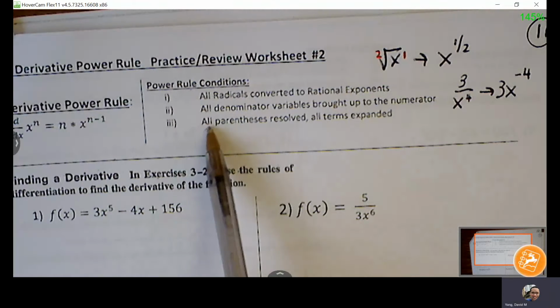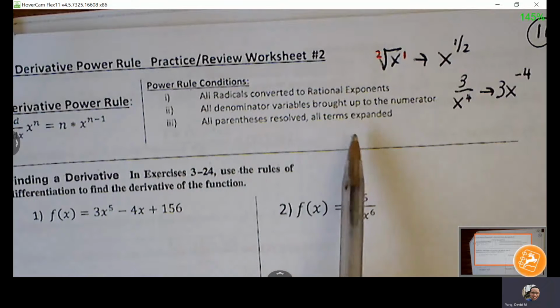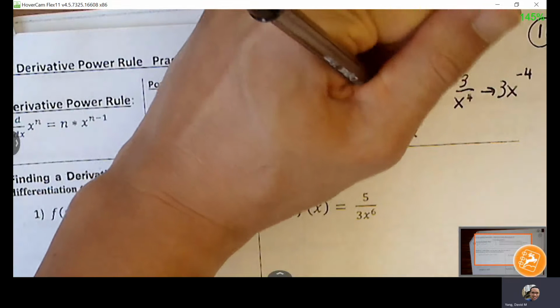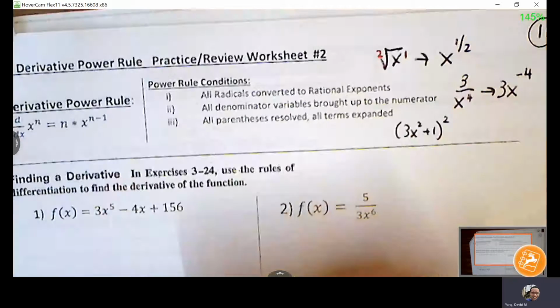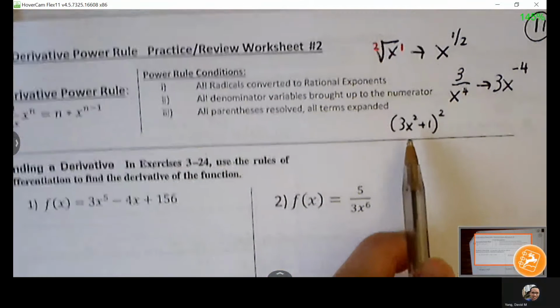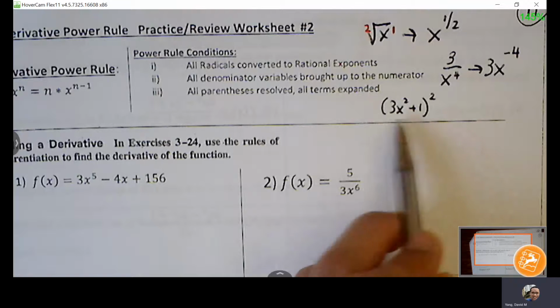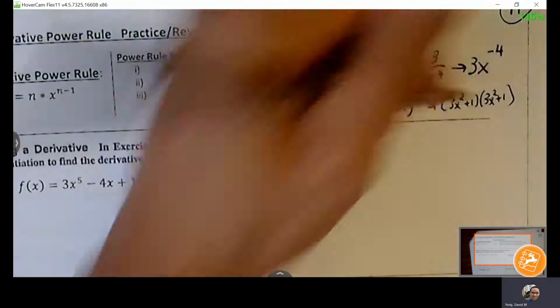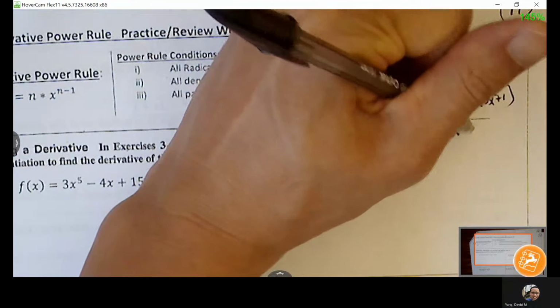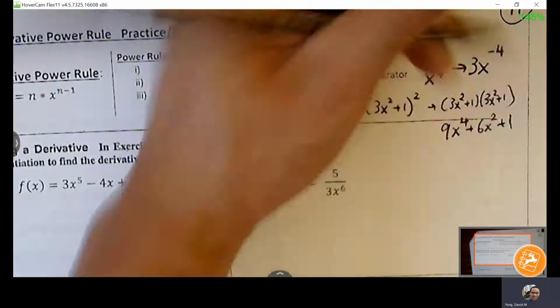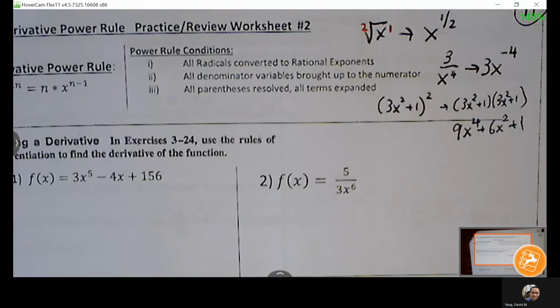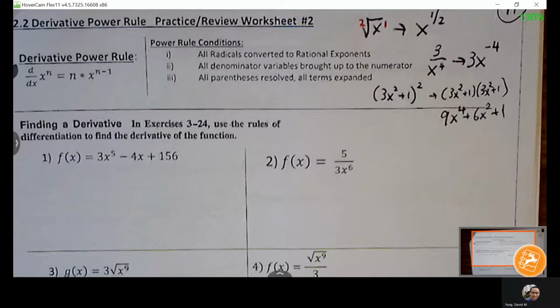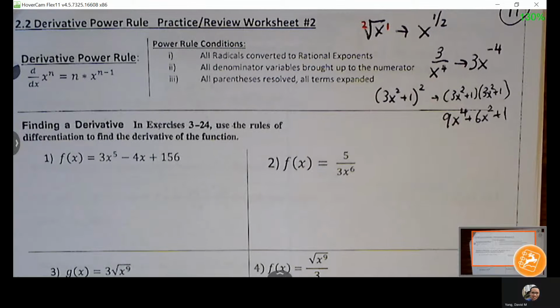Okay. And then the third condition, parentheses have to be resolved. So all terms have to be expanded. So if I have 3x squared plus 1 squared, I can't do power rule here until all the parentheses have been resolved. So I got to FOIL this out. Get all the parentheses to go away. And then we can do power rule. Okay.